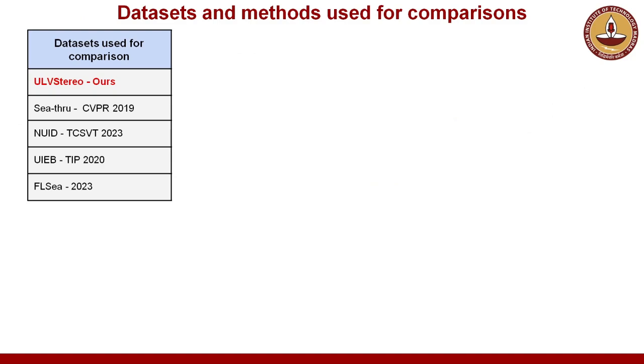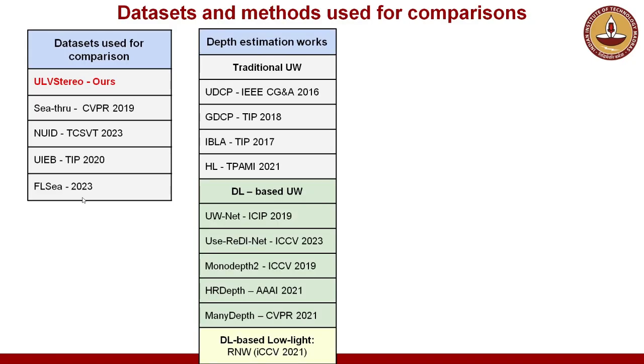This is the dataset that we use for comparison. The first one is our dataset, and we have used 4 other datasets also for comparison. Then these are the depth estimation methods that we use for comparing with our method.